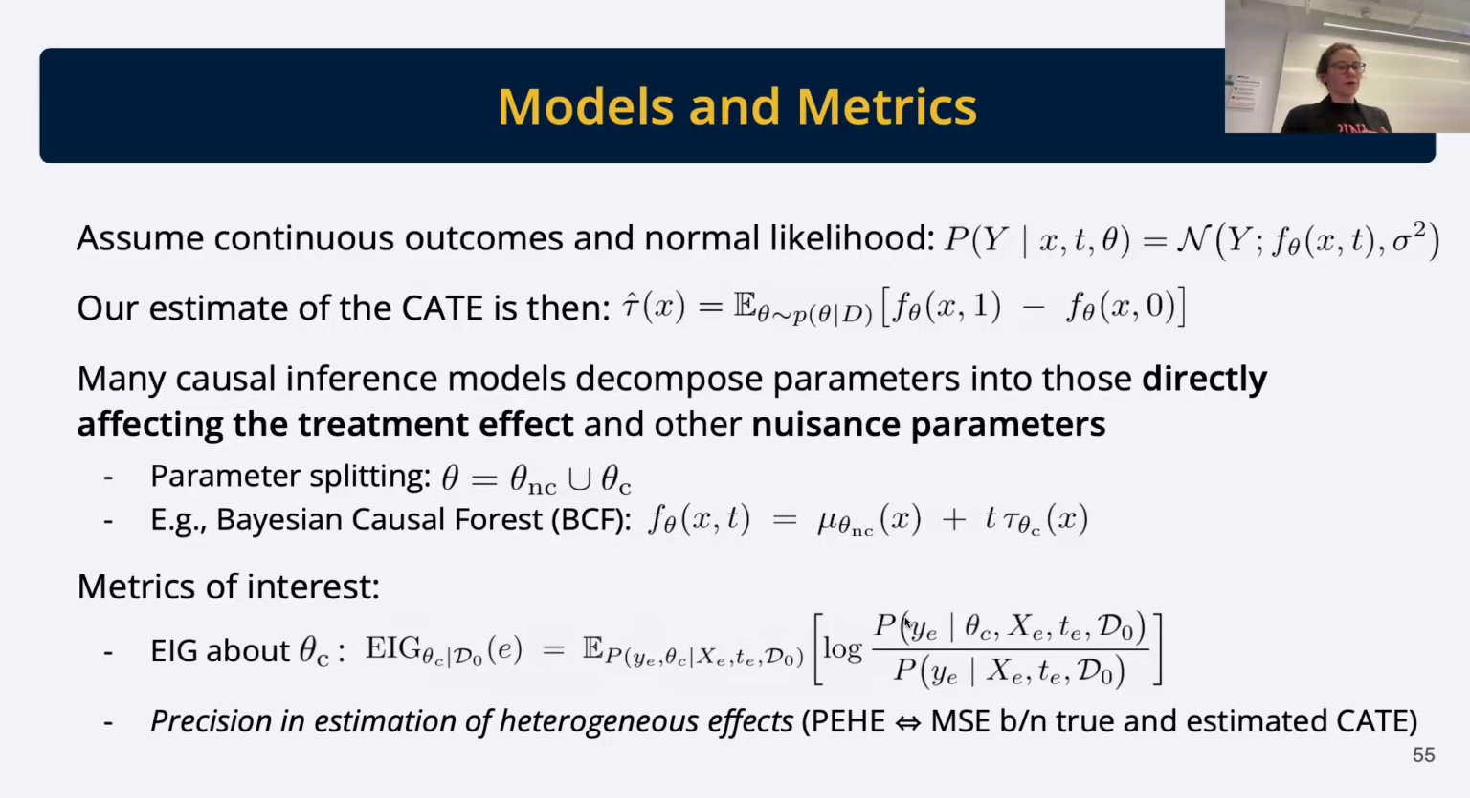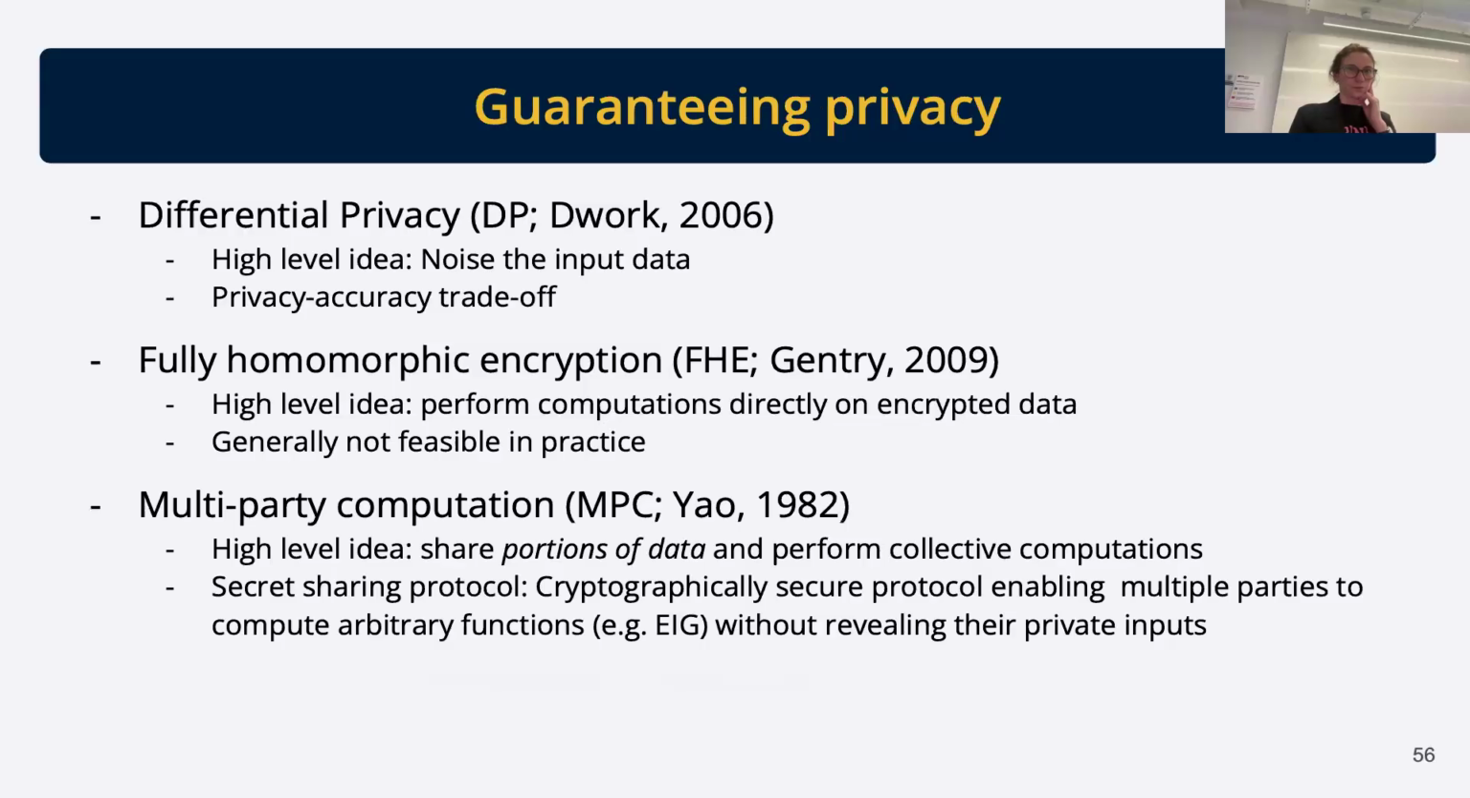We're also going to be computing what is called precision in estimation of heterogeneous effects. You can think about it as the mean squared error between the true and the estimated CATE. And again, this is sort of standard in the causal inference literature.